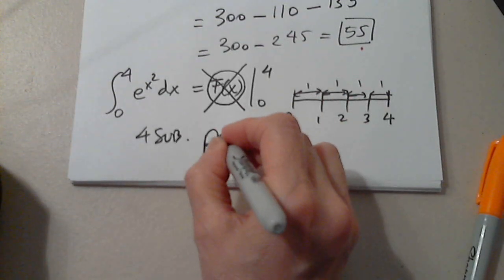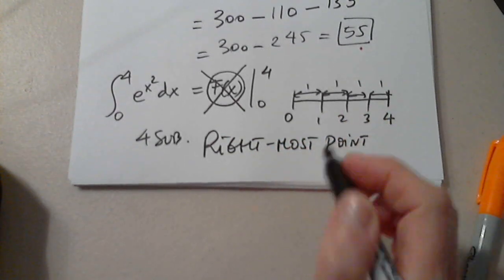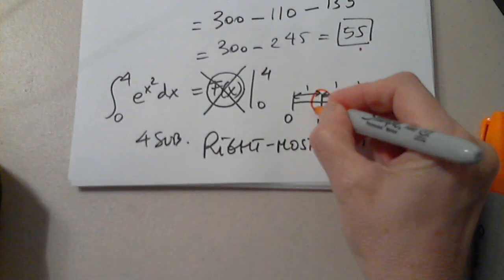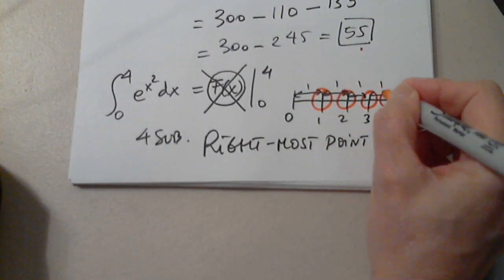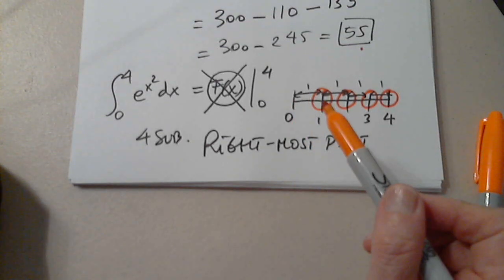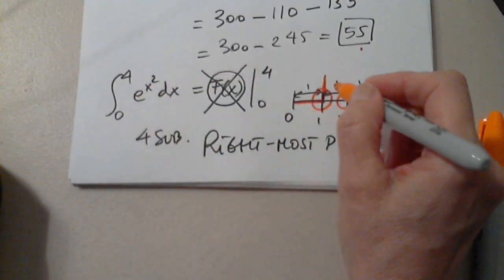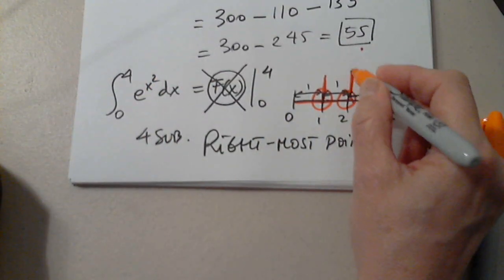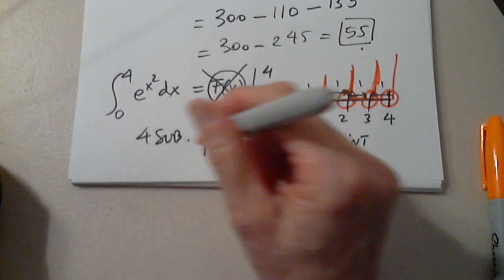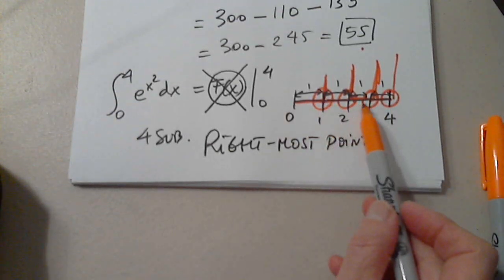If I'm asked to use the rightmost point, I have to use only the height at 1, 2, 3, and 4. If you add the 0, it's incorrect. Because this is the base times the height where the function stops. Plus base times the height. Plus base times the height. Plus base times the height. Only 4. So very convenient because the base is 1.